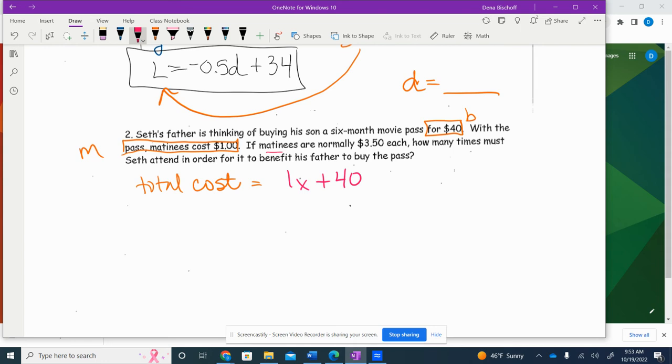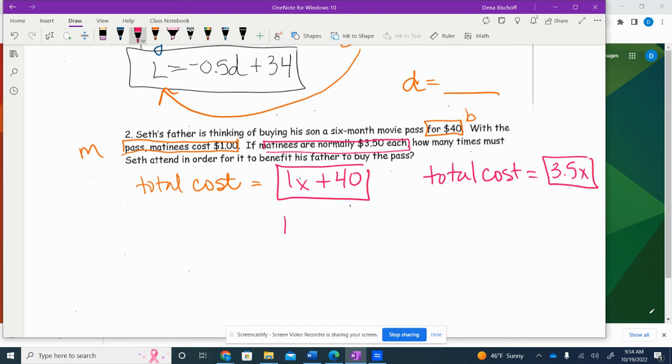I want to know how many movies I need to see for that to break even kind of cost. So if I think about the other way, the total cost without the pass, it's just 3.5x, $3.50. So I want to know when the costs are the same. So I'm going to take this expression and set it equal to this expression. 1x plus 40 equals 3.5x. And I'm going to solve to figure out how many movies I need to go to make this pass worthwhile.